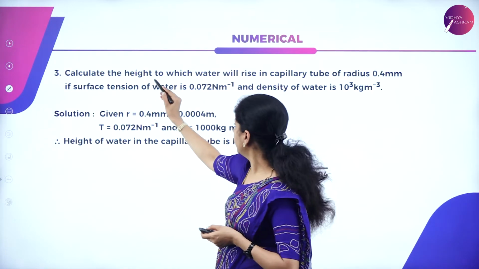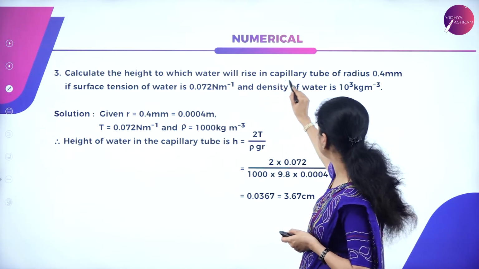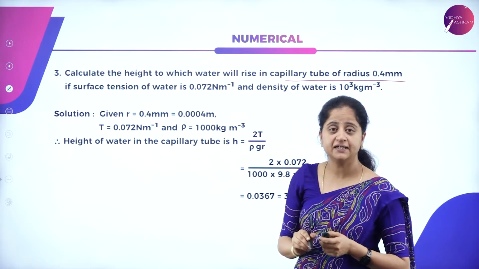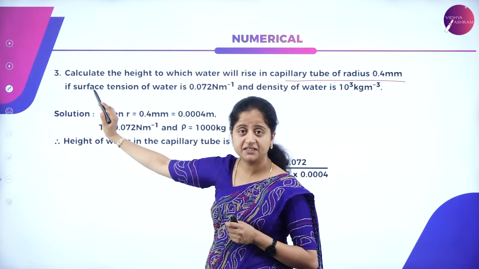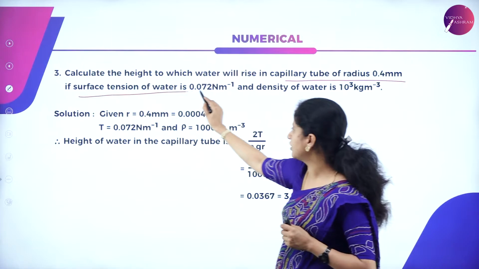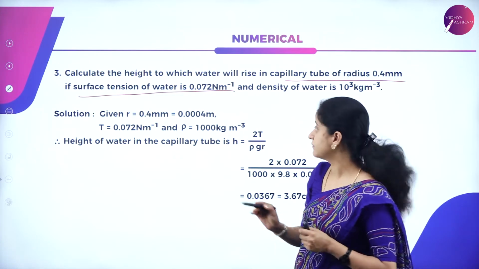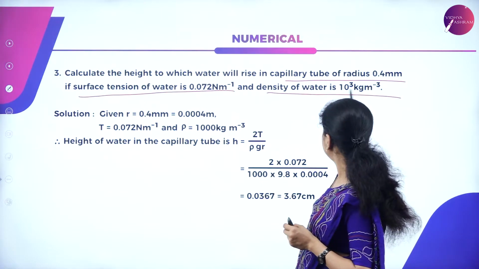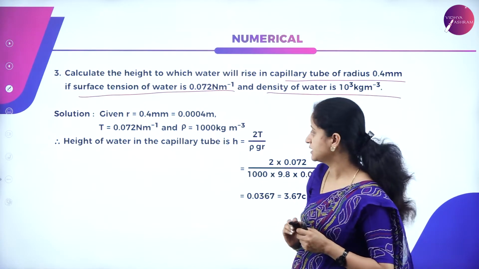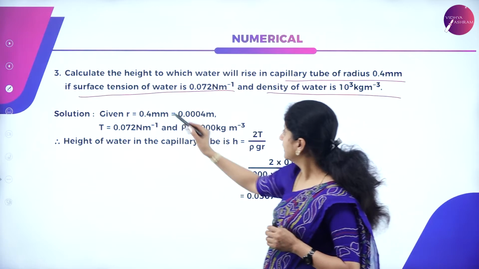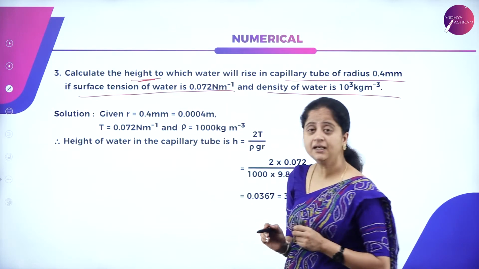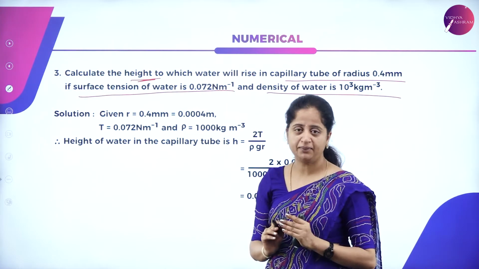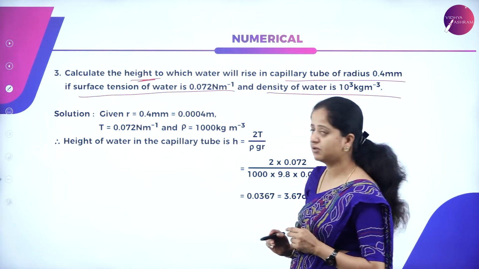Next question, calculate the height to which water will rise in capillary tube of radius 0.4 millimeter if surface tension of water is 0.072 Newton per meter and density of water is 10 power 3 kg per meter cube. Here we have to find the height of capillary rise. The height of capillary rise means you have to think about the formula H.